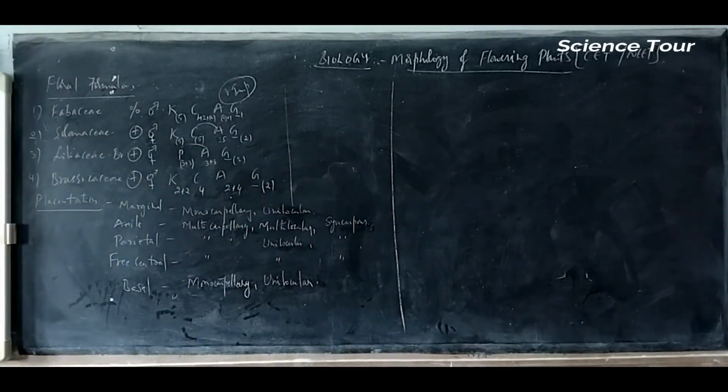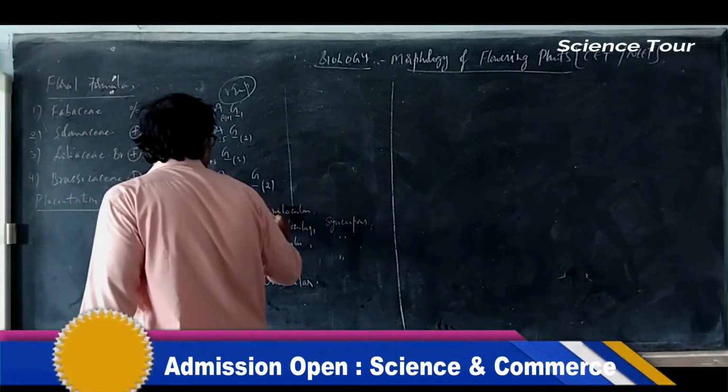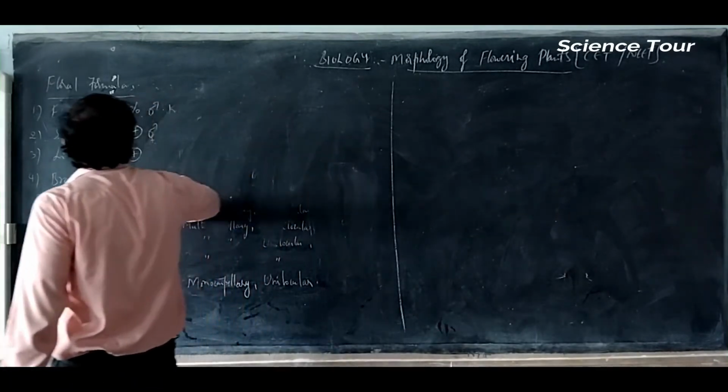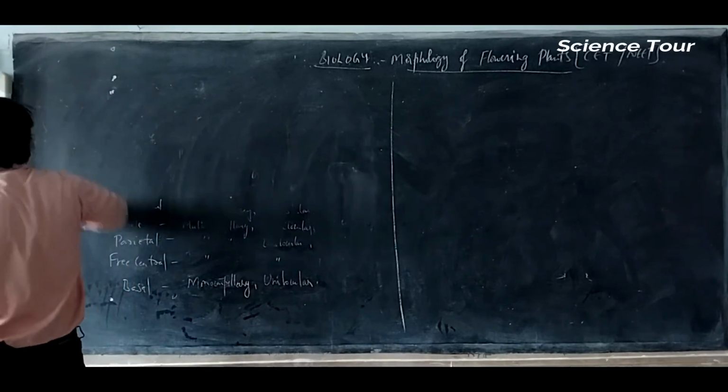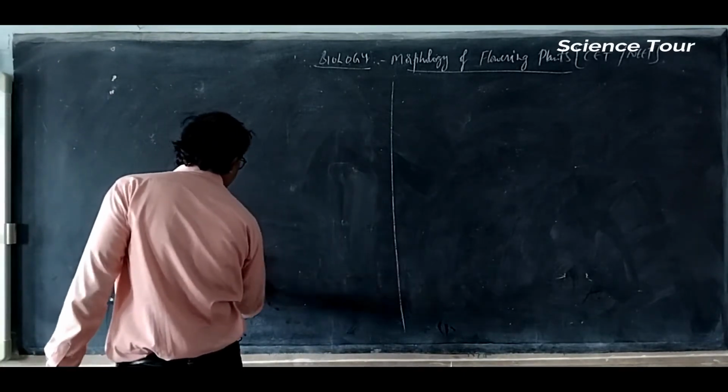So these are the two very important concepts, students. So for the CET NEET, note down these important points. Then we will move to the next concept under the chapter morphology of flowering plants.